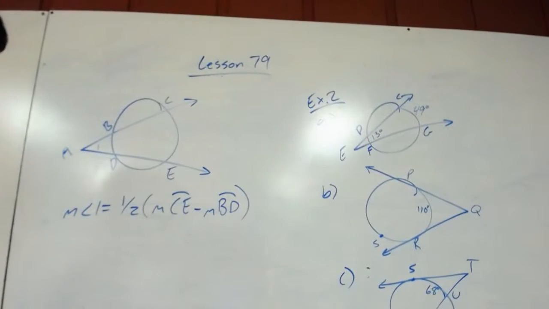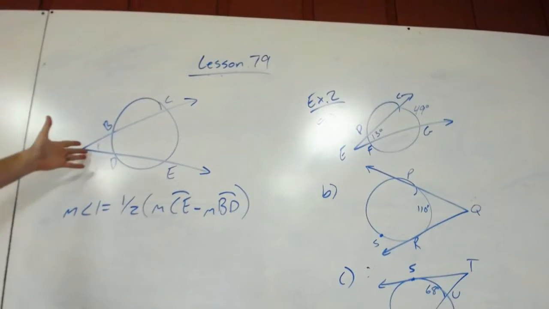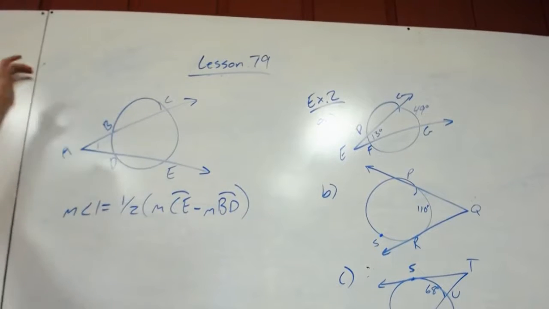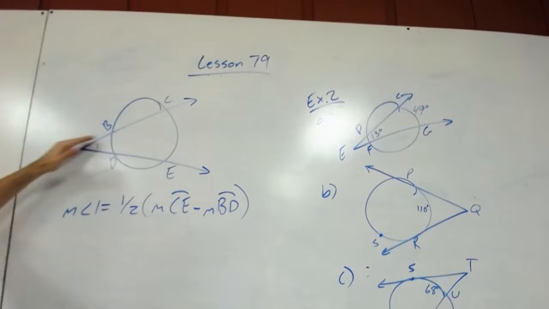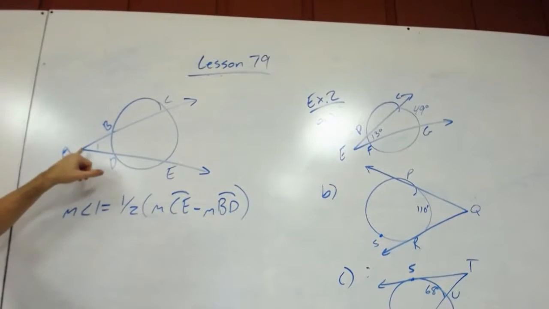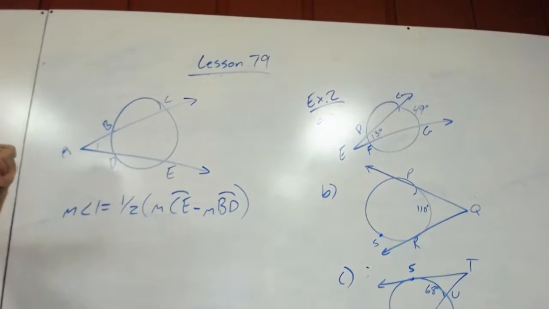Lesson 79, we're going to look at angles exterior to a circle. So we've got two secants. A secant is a line that goes through a circle, and they meet at an exterior point, and we're going to talk about the angle that it meets at.